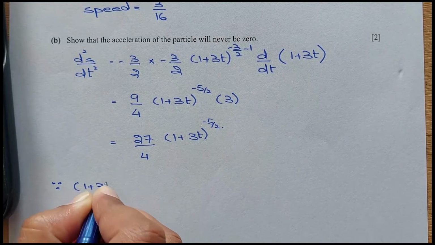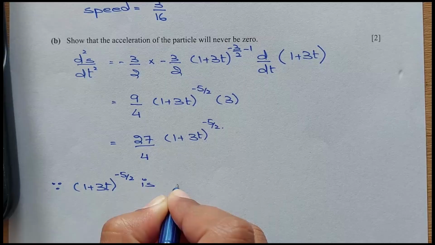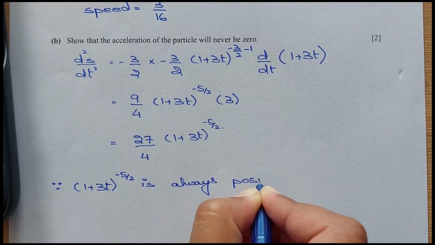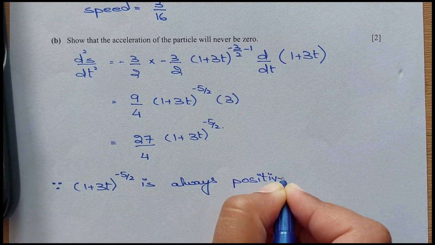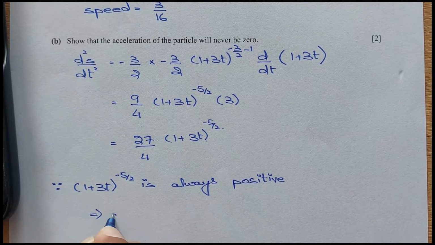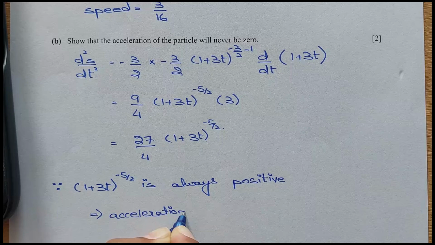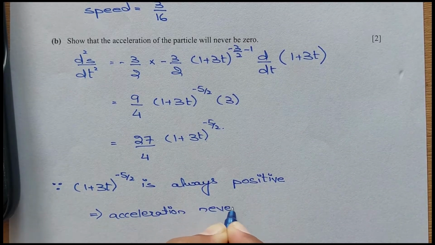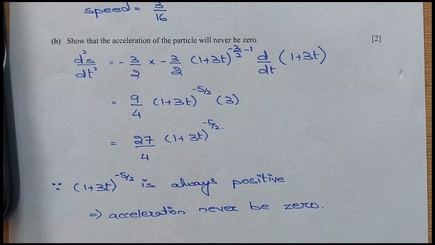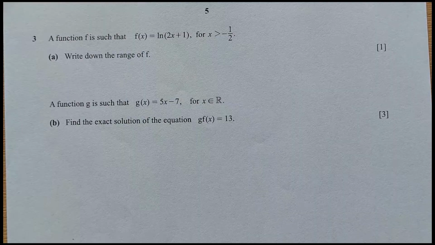1 plus 3t to the power of minus 5 by 2 is always positive. So when a positive quantity is multiplied with 27 by 4, this implies the acceleration will never be 0. We will get some number not equal to 0, right?